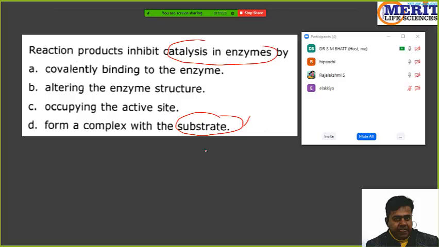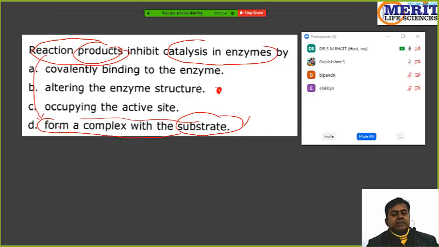Sir, I think B, altering the enzyme structure, may be one option. Yes, you are going with this as one option. Can I mark it? But this is absolutely wrong. Can you agree with this? They are never talking about the enzyme. They are talking about the substrate. Reaction product means the reaction product is going to form a complex with substrate. Just substitute this word, and then read the line.